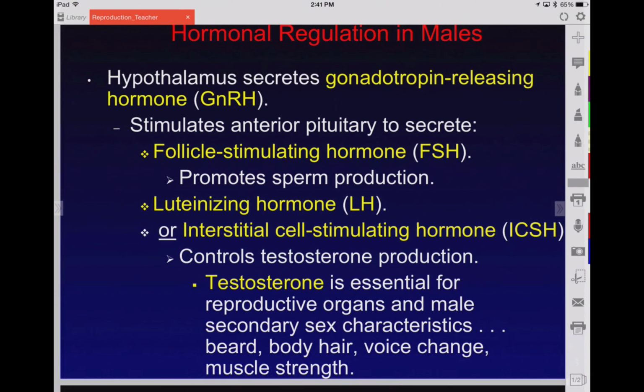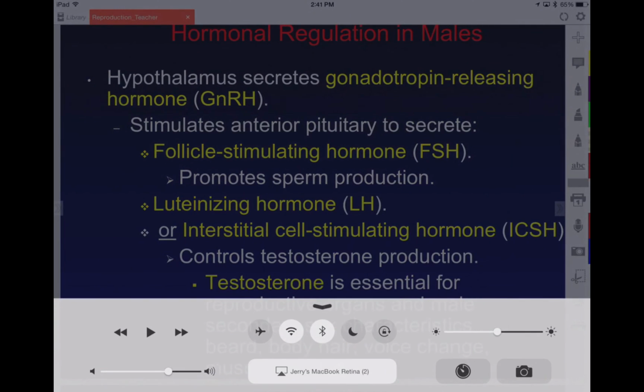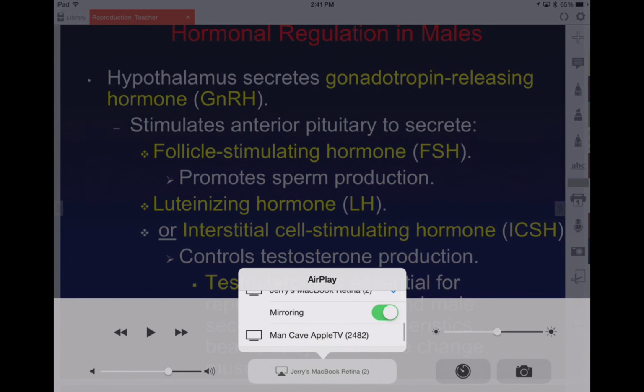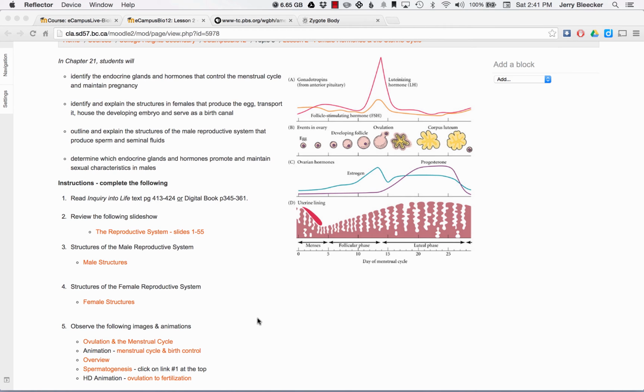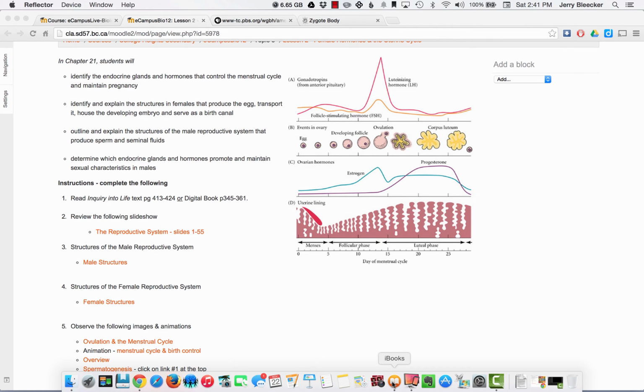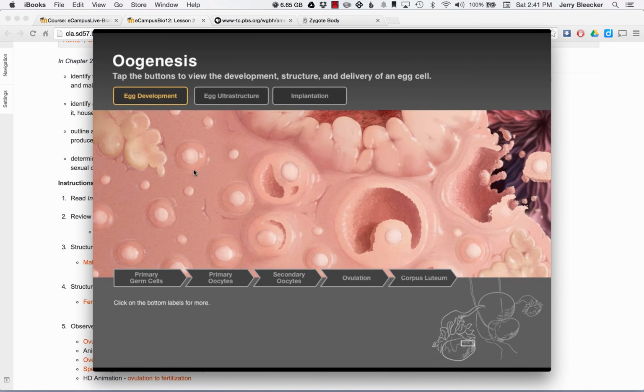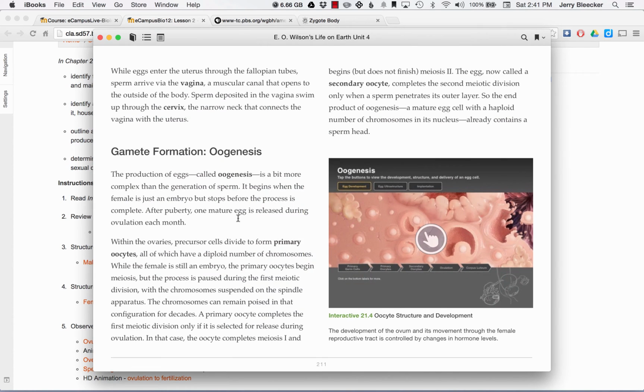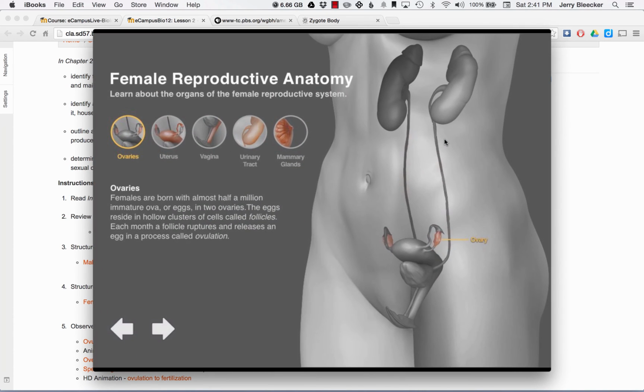So this slide introduces all of that information, but let's pause for a moment, right? And we're going to focus more exclusively on the female aspect of this. I want to go back to the basic female anatomy.